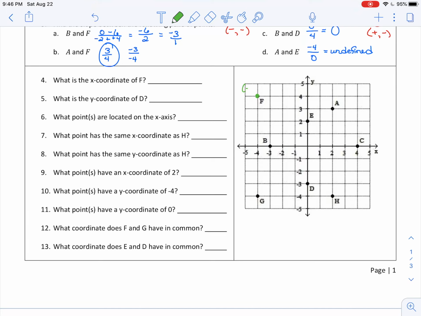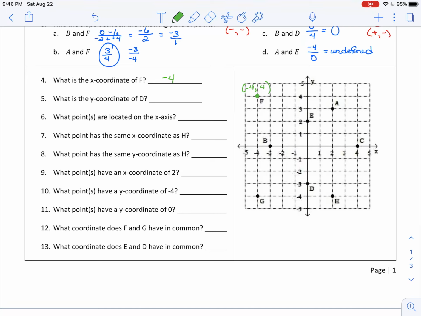Sorry. So 4 units left. And then if I was here, it would have gone 1, 2, 3, 4 units up. So up is positive, left is negative. The x-coordinate is always the first value you list in an ordered pair. So its x-coordinate is -4.